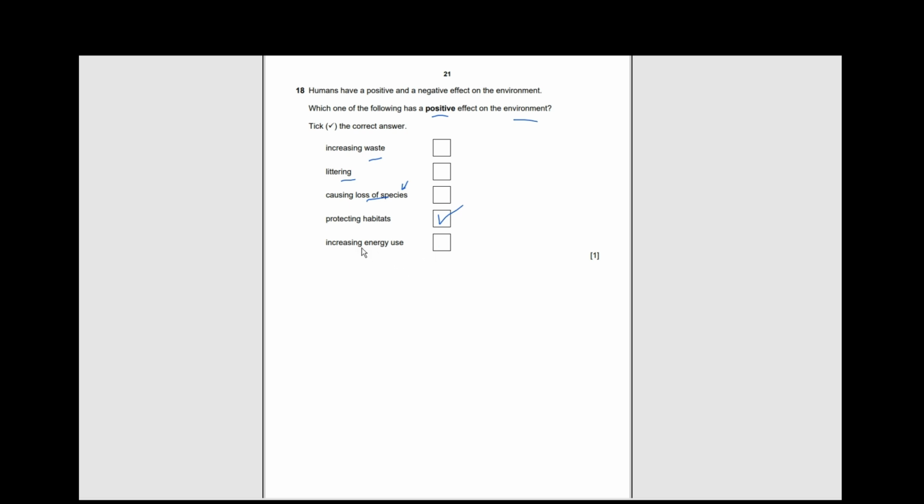Increasing energy use means most of the energy we need when we use cars or vehicles for transportation, we need petrol or diesel, which comes from fossil fuels and which causes pollution. So no. So the answer is protecting the habitats. This is the only correct answer. Moving on.